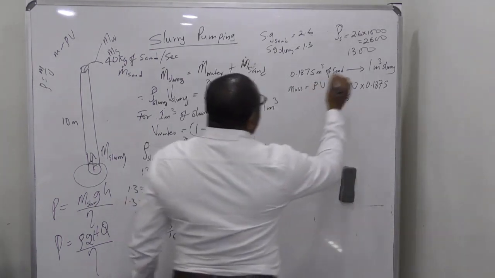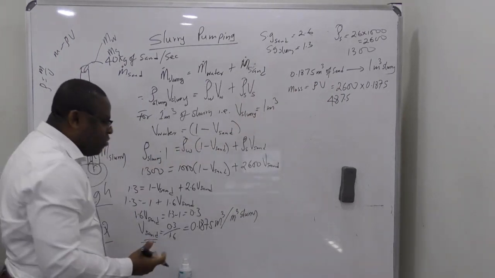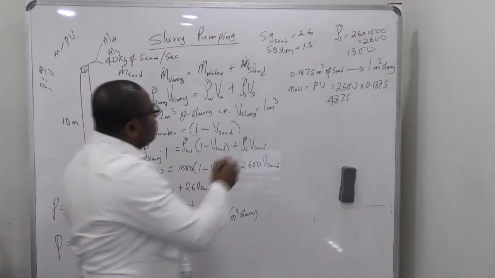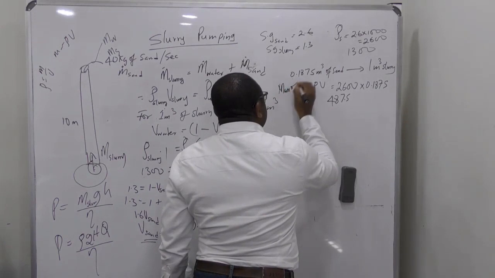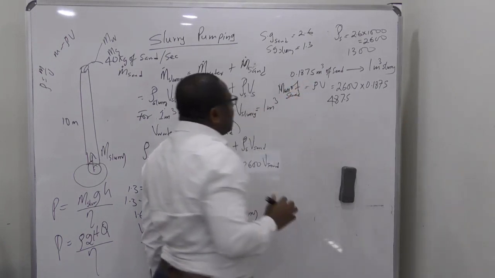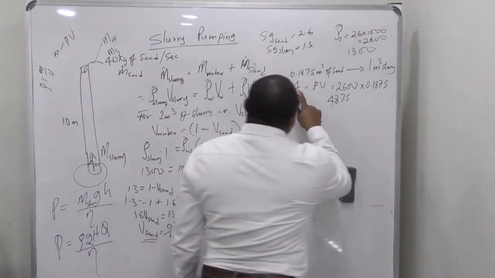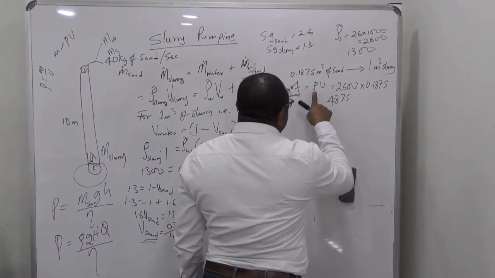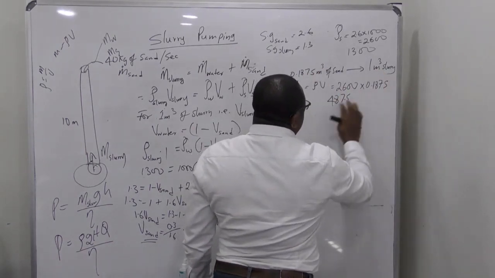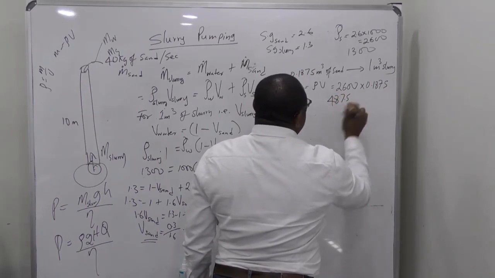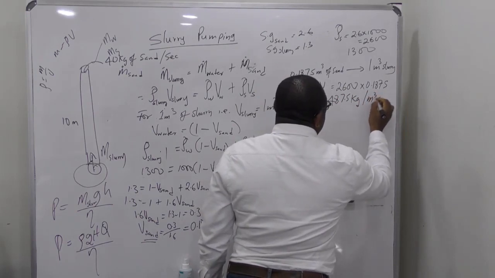Remember that what we got here is the volume of sand. What will be the mass of that sand? So this is the mass of sand. But that mass of sand is just for 1 meter cube. The mass of sand for 1 meter cube is density times volume, which is 2600 times this volume, giving you 487.5 kilogram, but only for 1 meter cube of slurry.